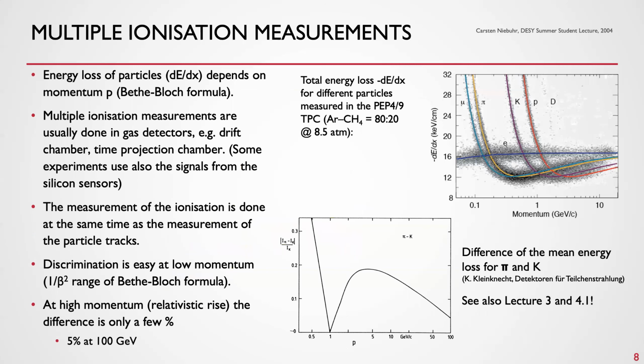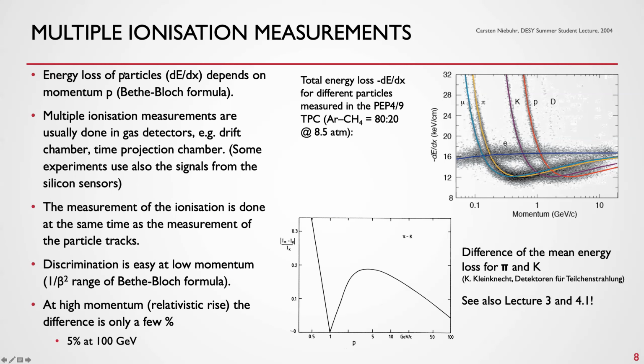Let's look at multiple ionization measurements. That's a completely different process, a completely different feature in detector physics that's exploited here. And in fact, we've already discussed it in lecture 3. So here we are interested in the energy loss of particles, that is the dE/dx, as a function of the momentum. We consider charged particles that are heavy enough that the ionization is dominant. So the only species that's excluded is electrons. Electrons are too light. All the other particles are very well described by the Bethe-Bloch formula.